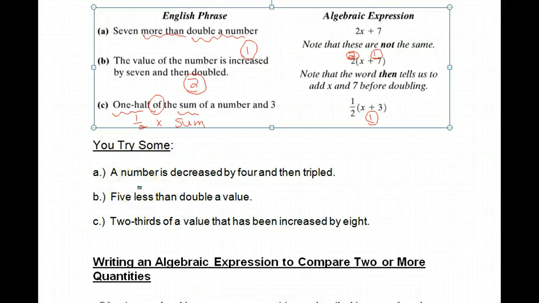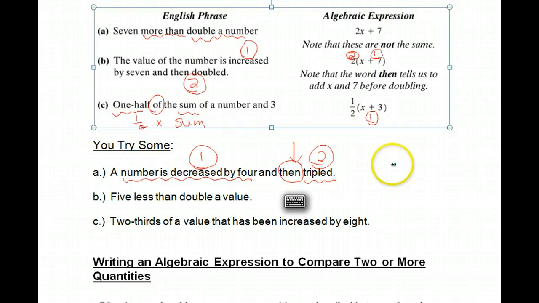In letter A, it says that a number is decreased by 4 and then tripled. So we have some key phrases here. A number decreased by 4, then it's tripled. So we have subtraction, then multiplication of 3. Order of operations would tell us to multiply and then subtract, but the "then" tells us that the multiplication is supposed to come second.